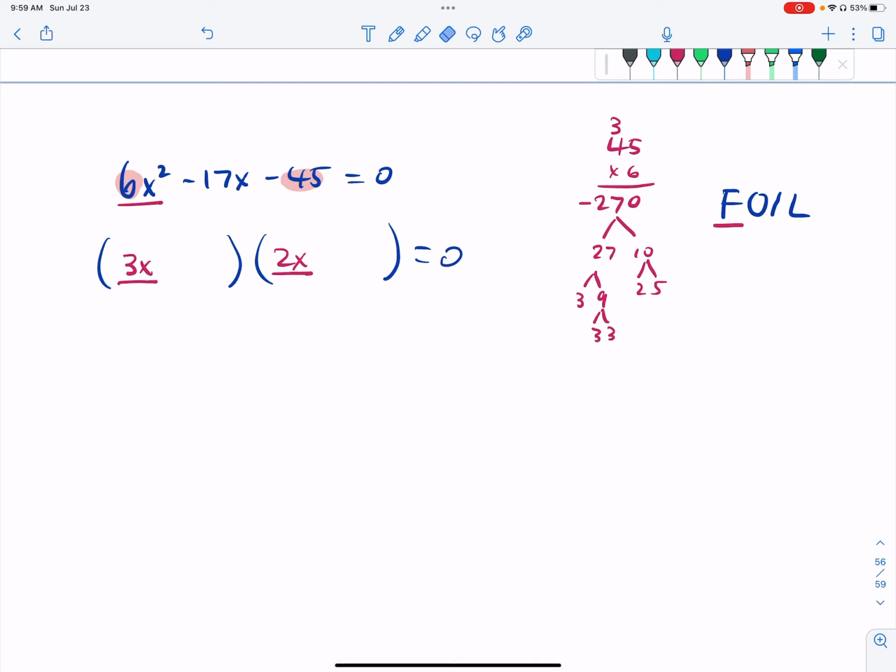All right, now the next step is understanding in FOIL, when I multiply the last terms together, there's only one possible answer, and it's the C. It's the negative 45. So I ask myself again, what times what is equal to negative 45? Actually, ignore the negative sign. Just work with 45. I'm looking for factors of 45. So 45 could be equal to 1 times 45, 3 times 15, and 5 times 9, right?